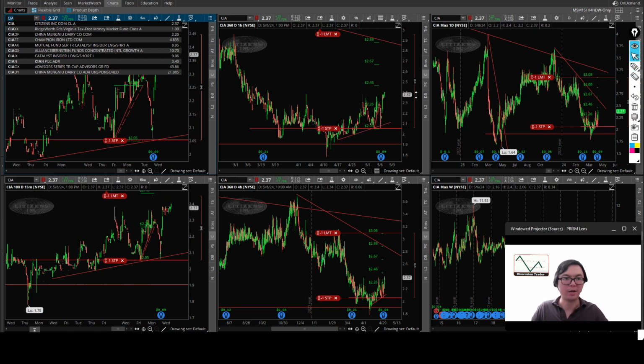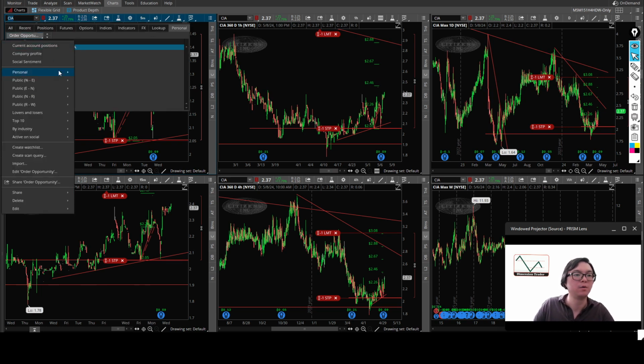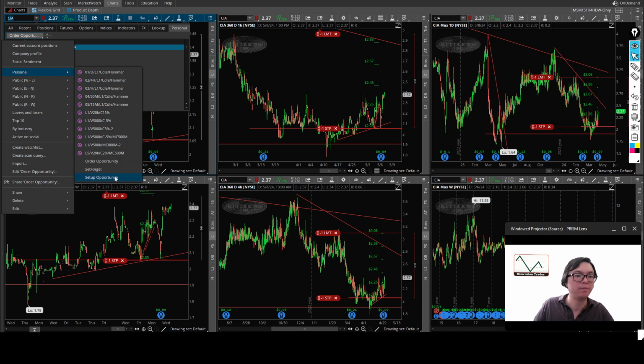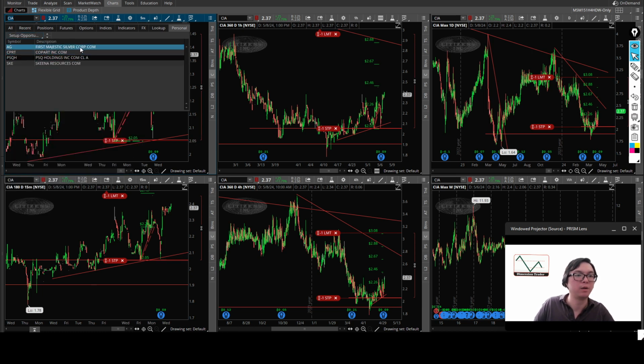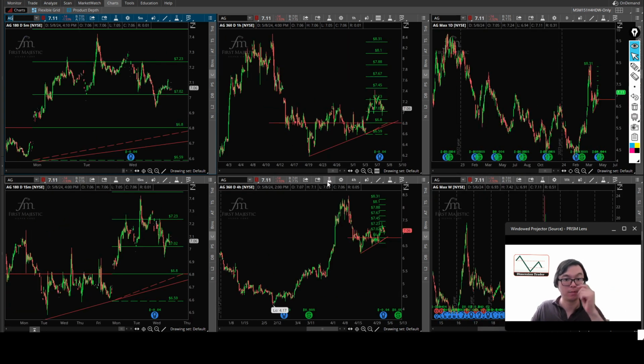All right, let's head to the next pair we are seeing. For the next pair, we are going to check AG. With AG, we have the bottom and we have the top. There's a resistance and there is the support.